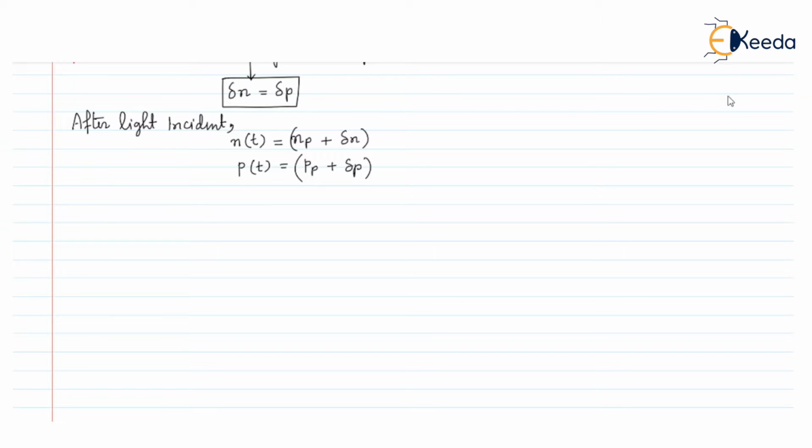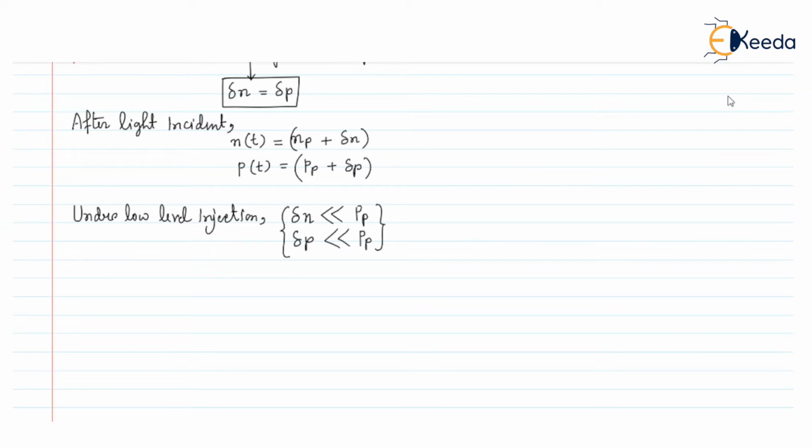Now, under low level injection, we know that the excess carrier concentration, that is del N or del P, should be very much less than the majority carrier concentration. We have considered a P-type material, and in the P-type material the majority carrier concentration is the hole concentration, that is P_p. So del N should be much less than P_p. Similarly, del P should be very much less than the majority carrier concentration.